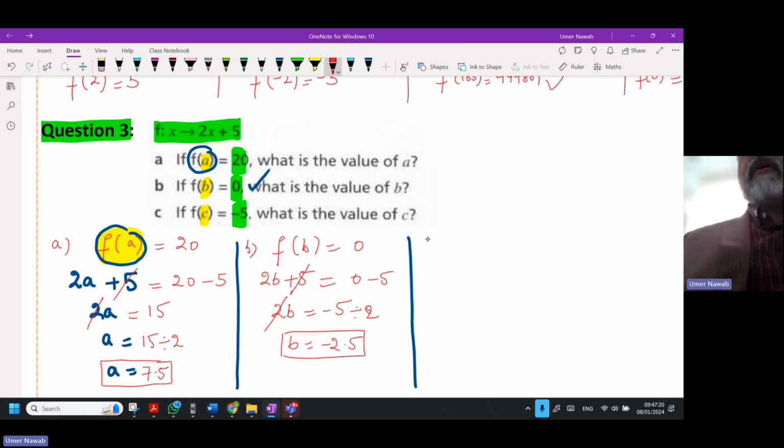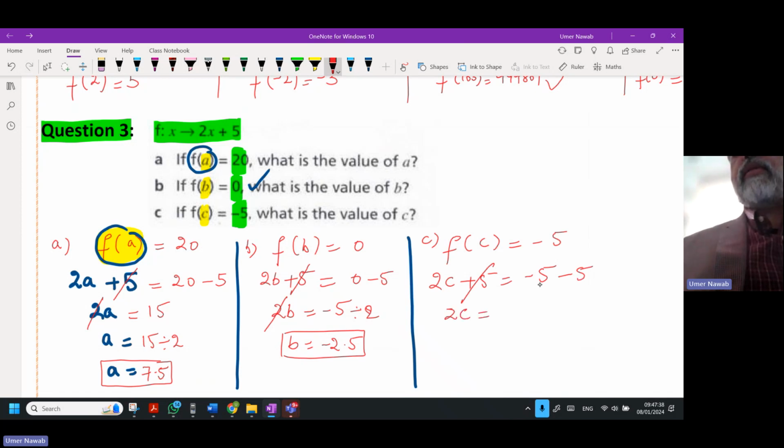Next question, C part. f of c is equal to -5. How is f of c defined? It is equal to 2c plus 5 is equal to -5. Now cancel plus 5 and write here -5. So 2c is equal to -10, and cancel 2 and divide by 2. So c is equal to -5.